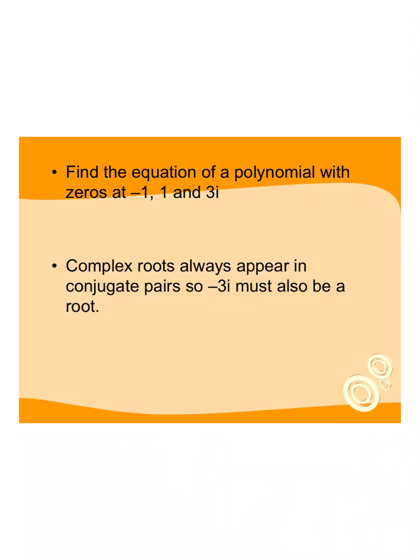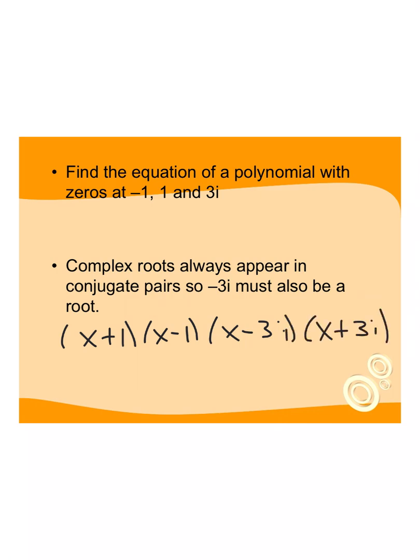So because we're given a positive 3i, we have to factor in that complex roots always appear in conjugates, so we have to add in a -3i. When I take those 4 things, I can write my factors as a linear factor. So we're going to get x plus 1, x minus 1, x minus 3i, and also x plus 3i. I'm going to go ahead and multiply these together.